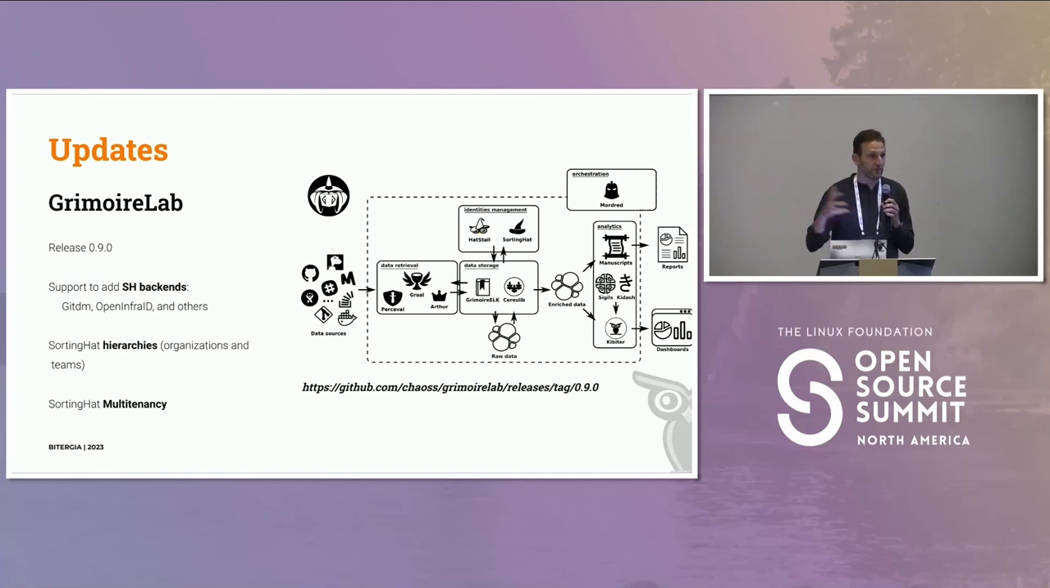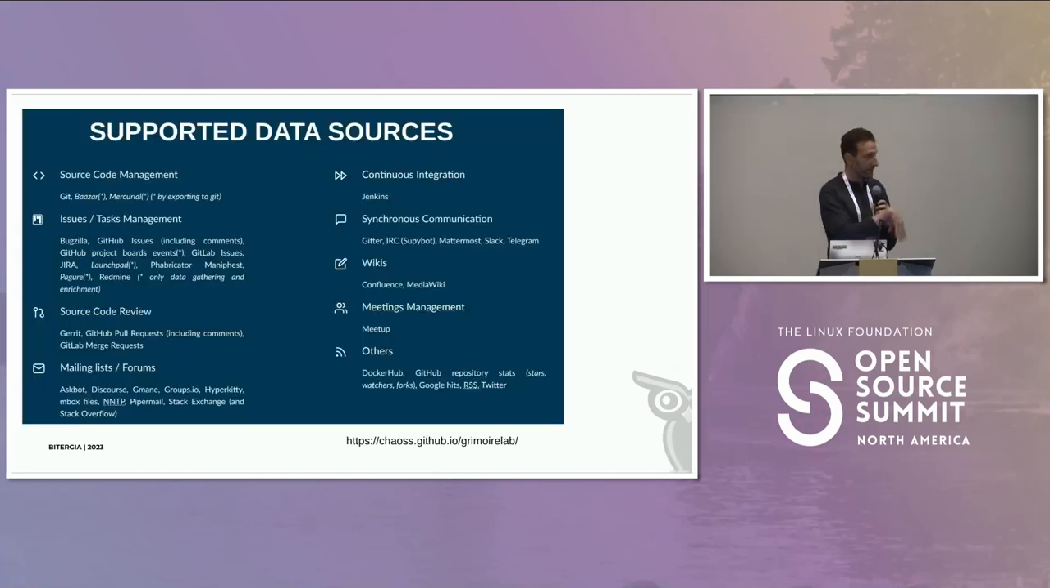It happens that with Grimoire Lab, you are closer to the business layer of software development analytics, right? So which is community, activity, people, performance, and all of these layers. So list of supporting data sources, nothing new. Look for in Google for Grimoire Lab, and then you will find all of this.